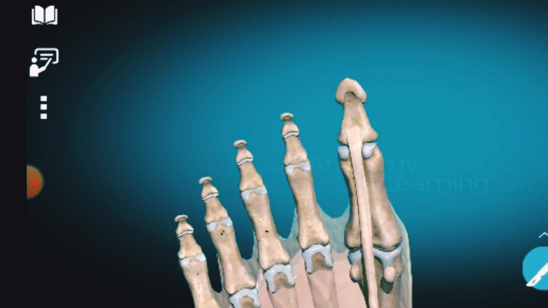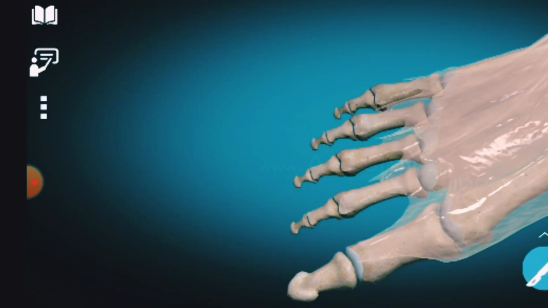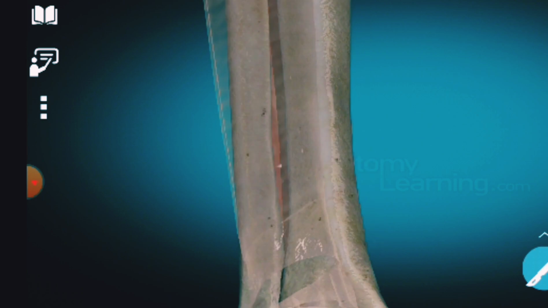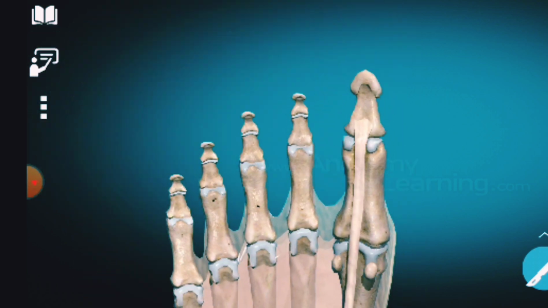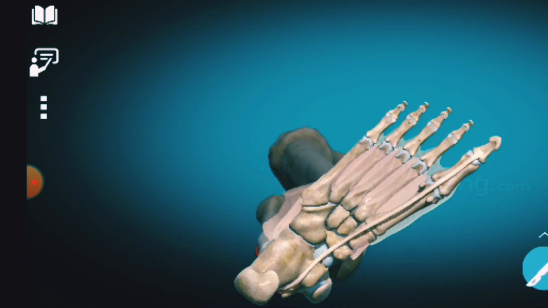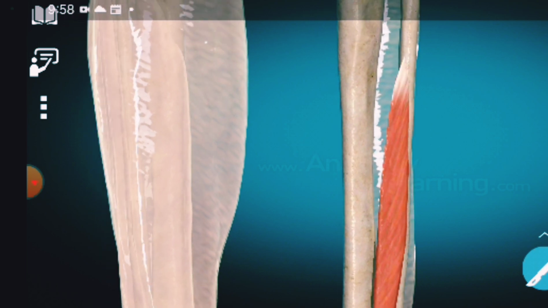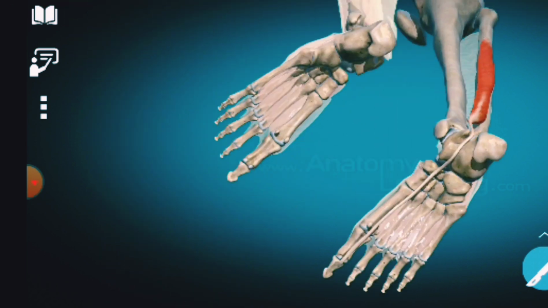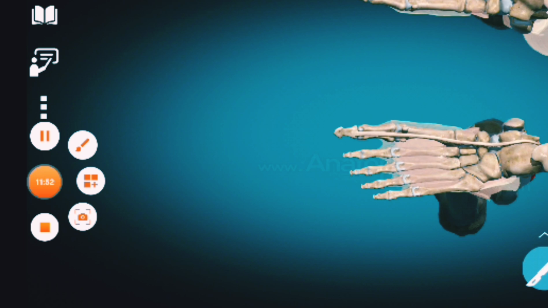or the great toe. So it is inserting on the plantar, not the dorsal base, of the distal phalanx of the great toe. So this is where the muscle is inserting. That is our flexor hallucis longus. Origin, distal 2/3 of the posterior fibula and interosseous membrane. Insertion, the plantar base of the distal phalanx of the great toe.